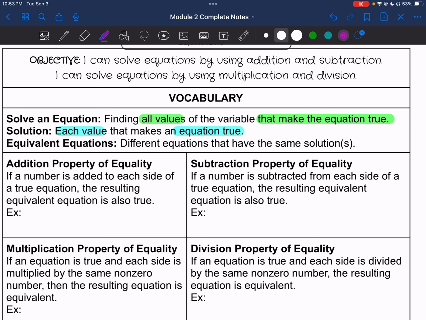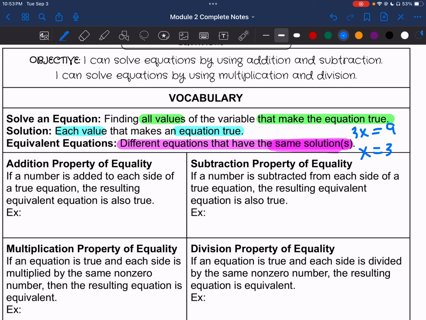And equivalent equations are different equations that have the same solutions. And I'm going to really emphasize that same solutions. So for example, let's draw in something that could be some equivalent equations, right? You could have 3x equals 9, and you could have x equals 3. Those are both showing the exact same relationship. They are equivalent equations.